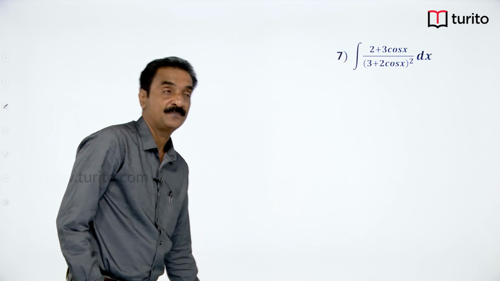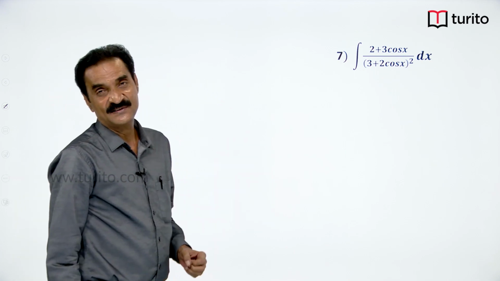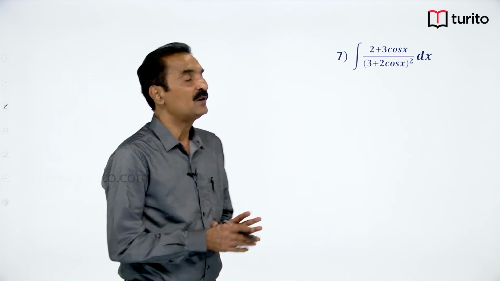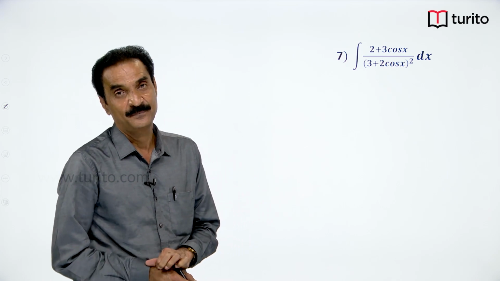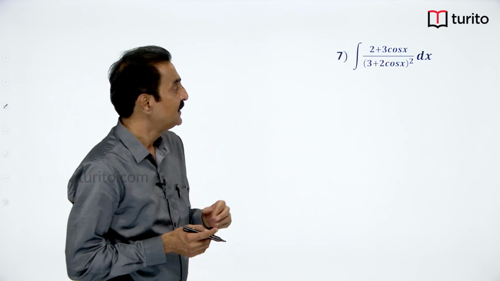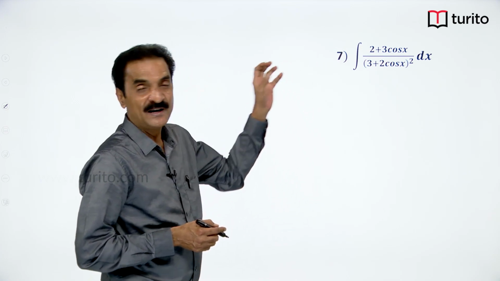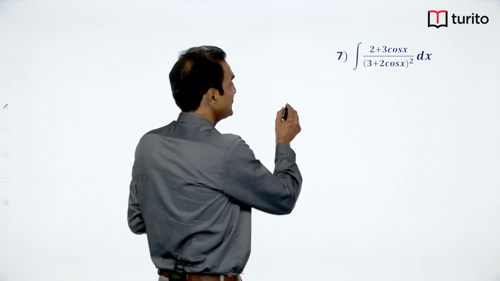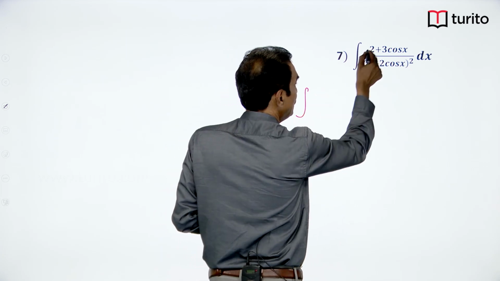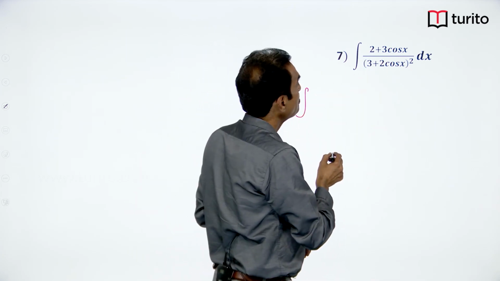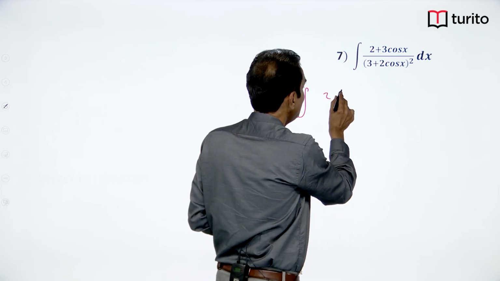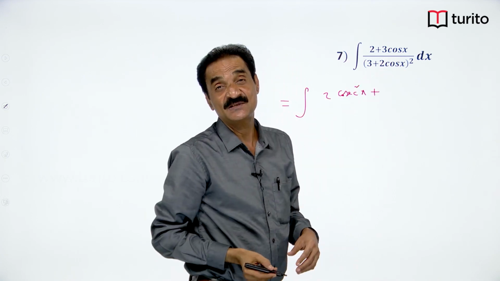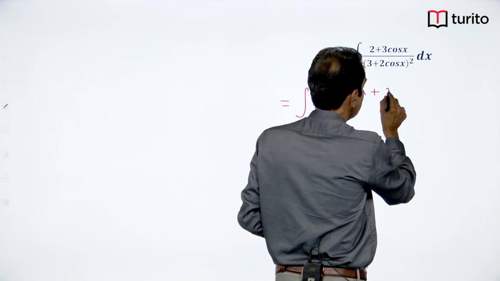It is a very good question. Integral 2 plus 3 cos x by 3 plus 2 cos x whole square. We have to solve it by the rearrangement method. How to modify the function? If you divide numerator and denominator by sin square x, what happens? 2 by sin square x is 2 cosecant square x plus 3 cos x by sin square x is 3 cosecant x cot x.